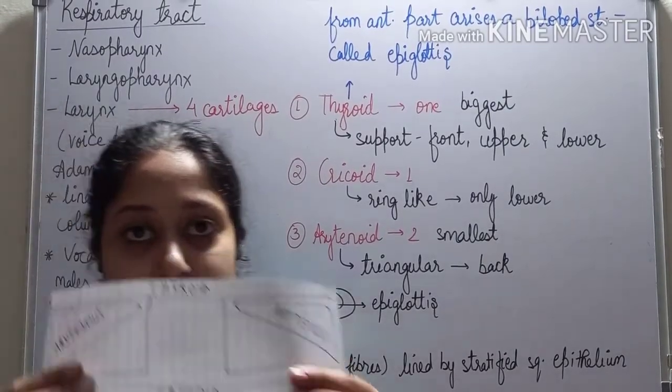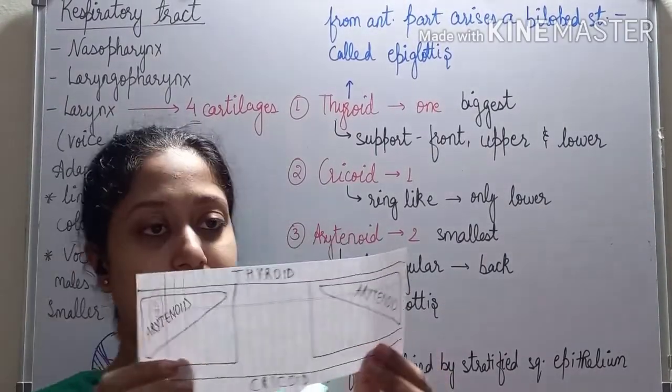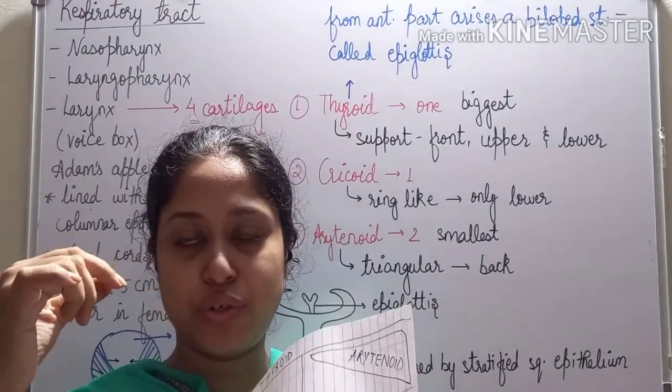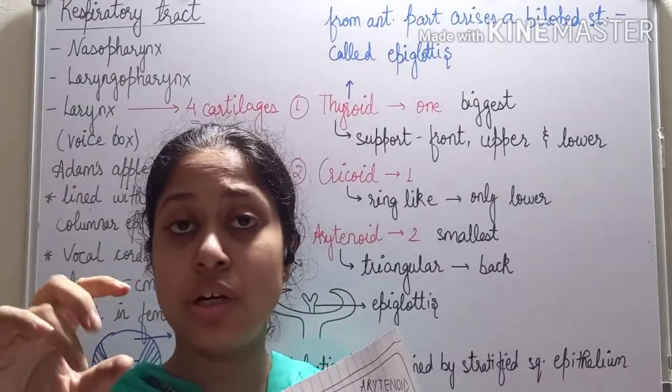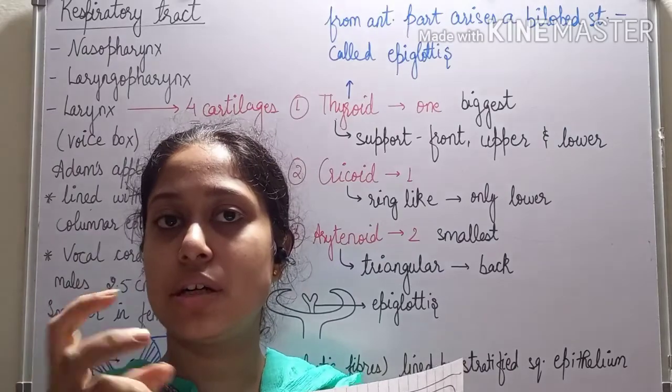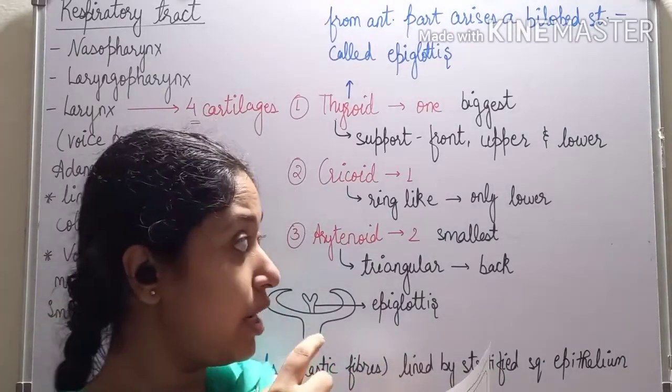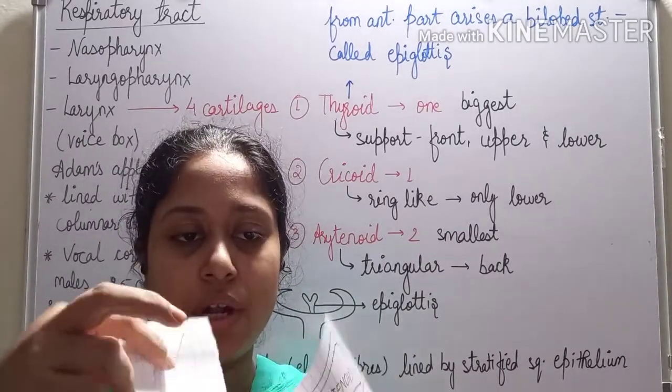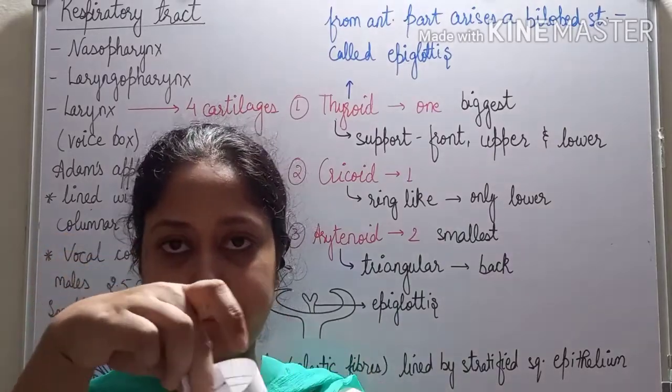See students, this is how these cartilages are placed. This larynx forms a circular tube. These cartilages are present in ring form. See how this is present.